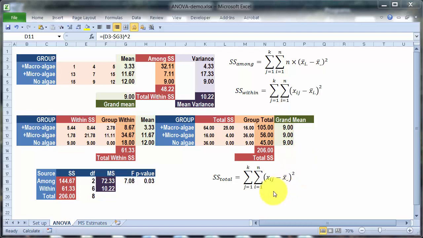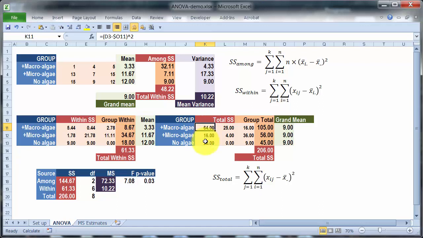So if we look at total sum of squares down here, 206, it is the sum of (xij minus x bar dot dot). So xij just stands for an observation. X bar dot dot stands for the grand mean, which is calculated up here as 9. So what this formula is saying here is, for observation 1 in group 1, take away the grand mean, square that, and then add up for all observations in a group and for all groups.